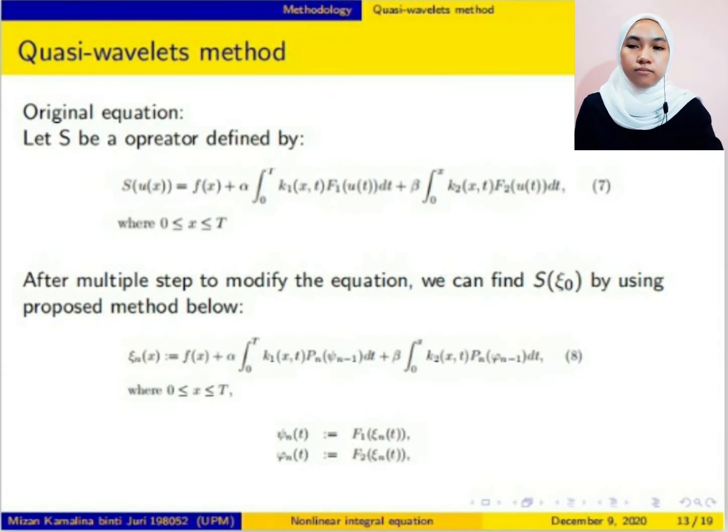In this section, the periodic quasi-wavelets are used to solve the nonlinear mixed Volterra Fredholm integral equation. Let S be an operator, and below is the original equation of the quasi-wavelet method. After multiple steps in modifying the equation, we can find S psi naught by using the proposed method below. Using this method, a sequence of functions was obtained which was proved to uniformly converge to the exact solution.